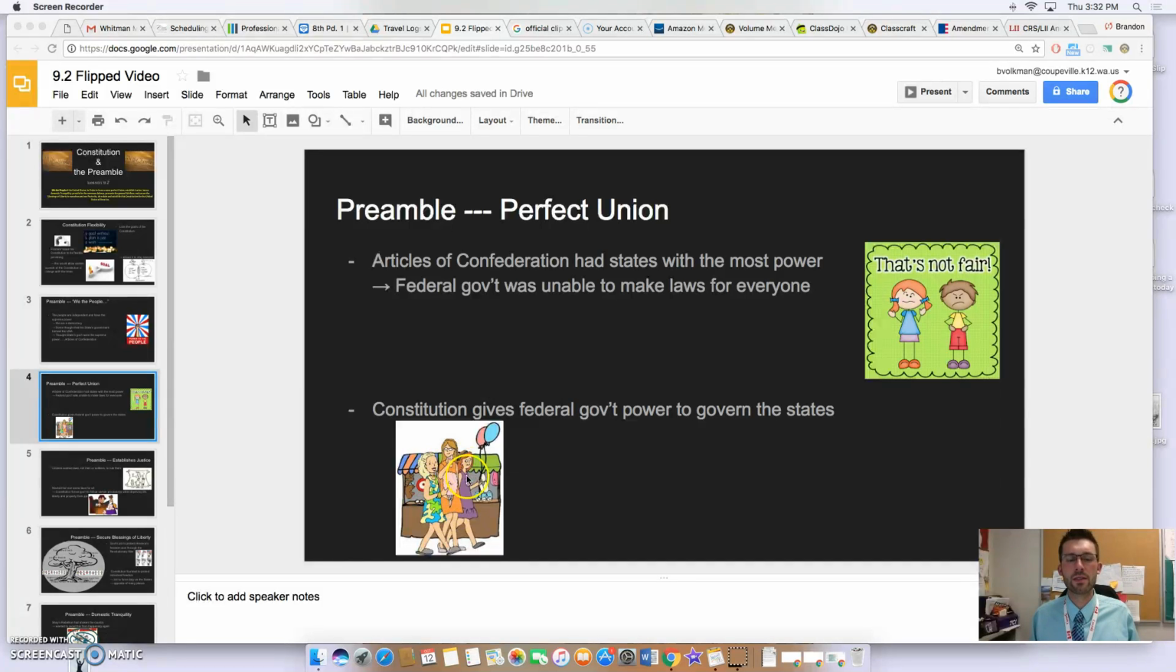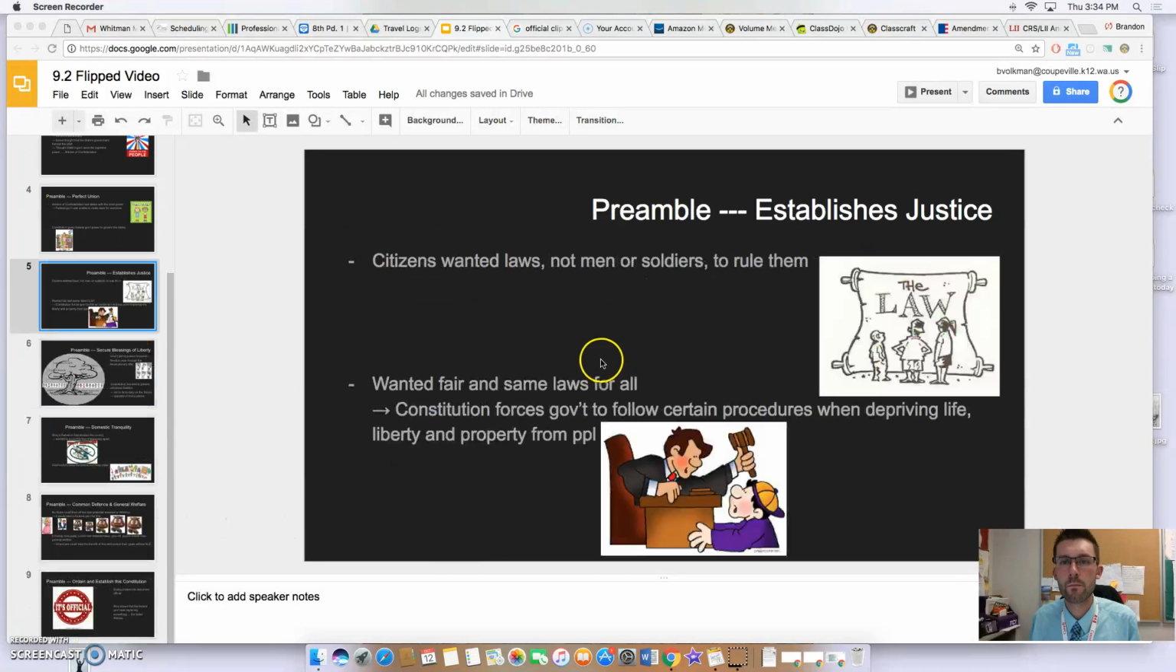And through the parent, the kids are able to coexist together because there is a final authority that says, no, you can't do that. Or, let's do this to make everyone happy. Preamble, it talks about establishing justice.